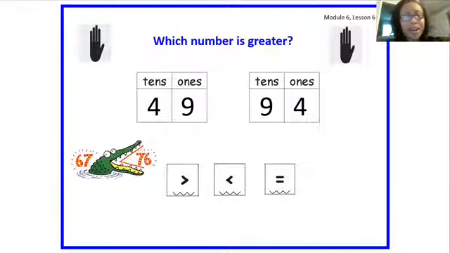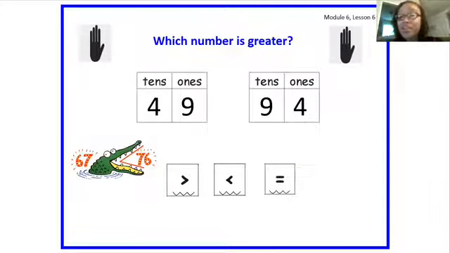But, Miss Hardy, how do I know which one is greater? Because the first number says 49, the second number says 94. Miss Hardy, are you trying to trick me? Yes, I am. I'm trying to trick you now, only to help you later.